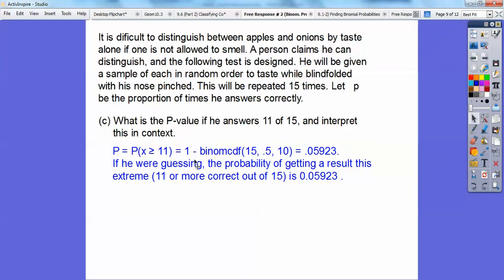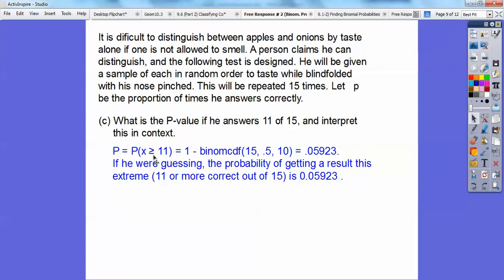On our calculator, the C in CDF means cumulative. So it means the number plus the numbers below it. If I did binomial CDF of 10, it would be the binomial PDF of 10 plus 9 plus 8 plus 7 all the way down to 3, 2, 1. So 1 minus that would get me the rest of it. So this is 0.05923. That would be 1 minus that, and that would equal the probability that it's greater than or equal to 11.